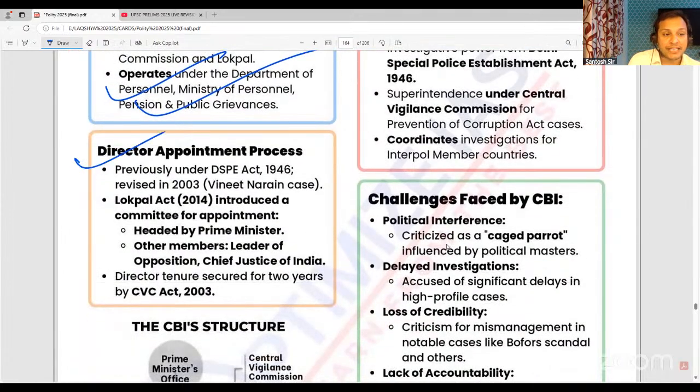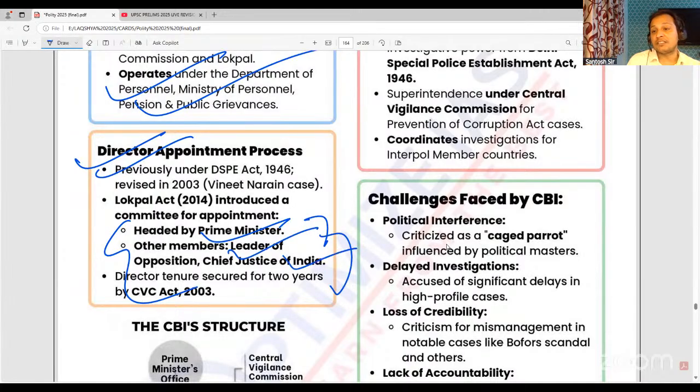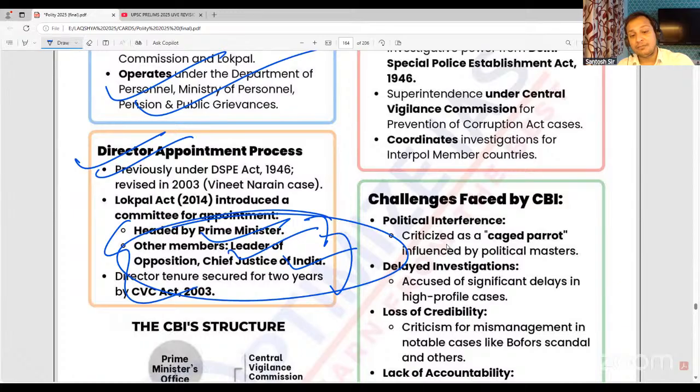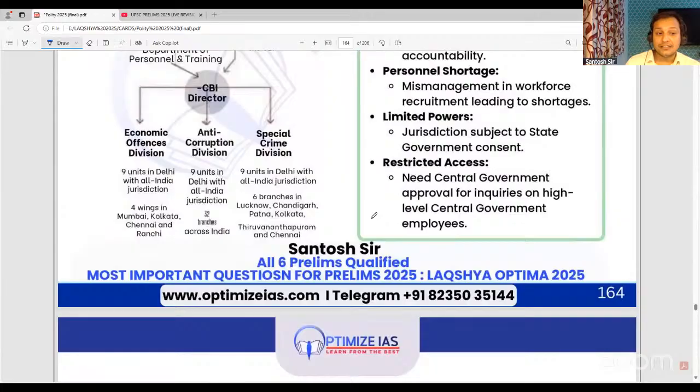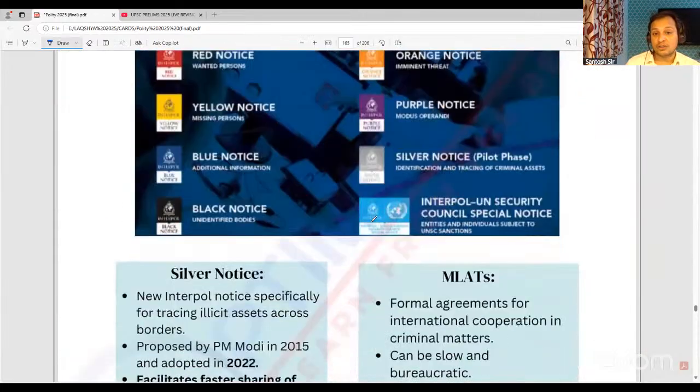Appointment process of CBI: headed by what? Prime Minister, Leader of Opposition and Chief Justice of India. The Director of CBI has a 2 years tenure. Again, the selection committee is very, very important, guys. You may expect a question on that.